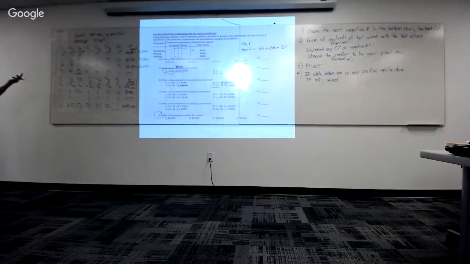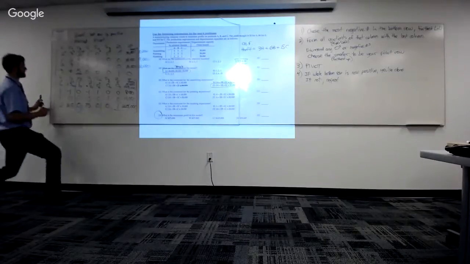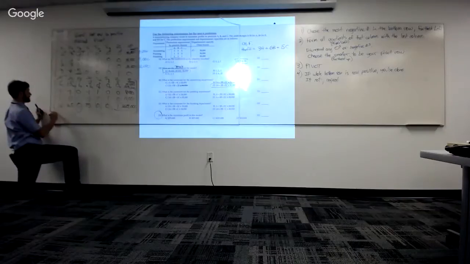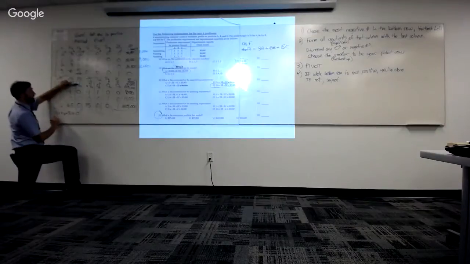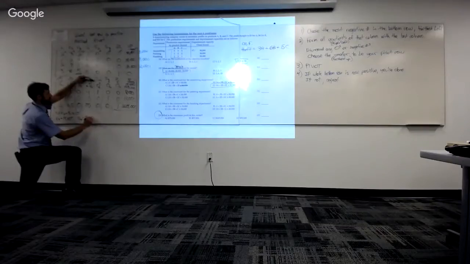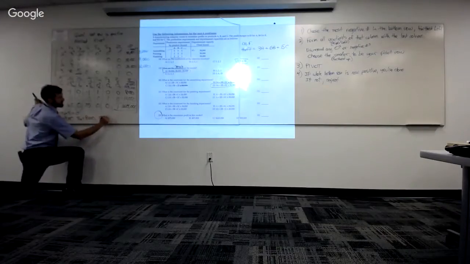Is the entire bottom row positive? Yes. All right, well then, that means we know X1, X2, and S1 are all 0. And we know that X3 is equal to 15,000, and S2 is equal to 8,000, and Z is equal to 225,000.